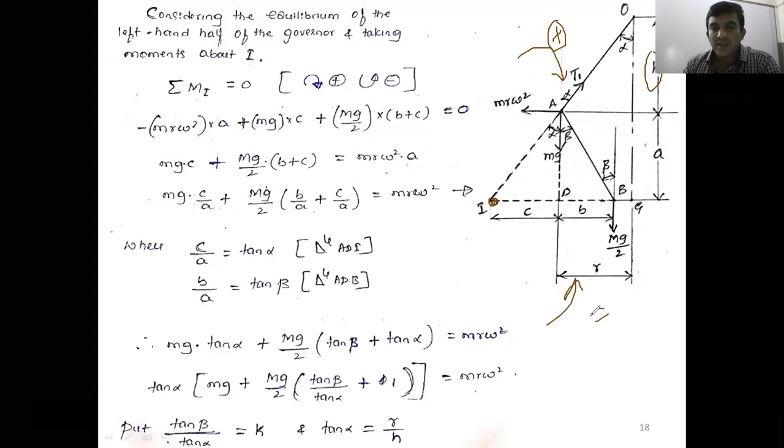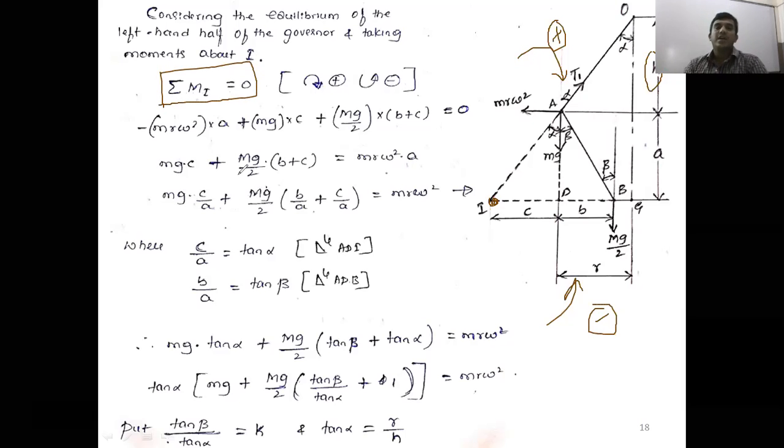Counterclockwise movements are negative movements. The vector sum of all the moments about I is equal to 0. Then what is the sign convention? Clockwise moments are positive, counterclockwise moments are negative.